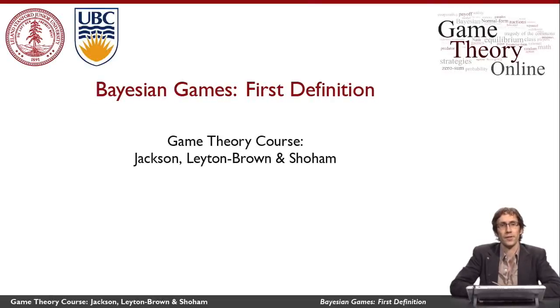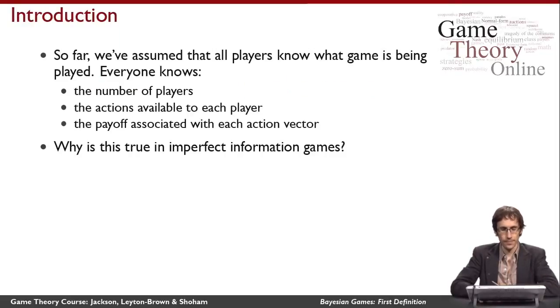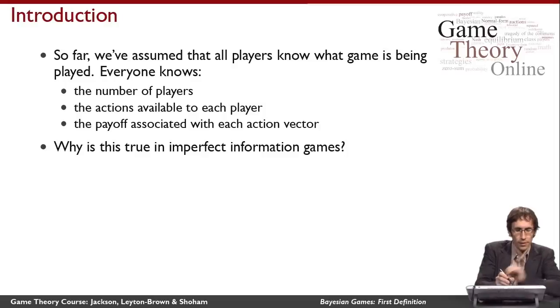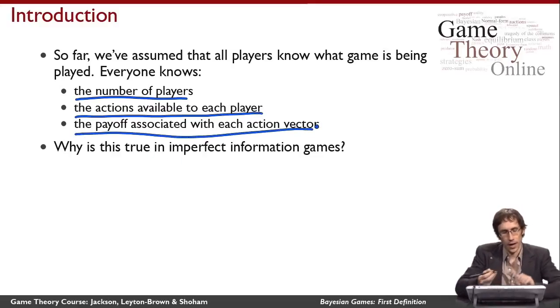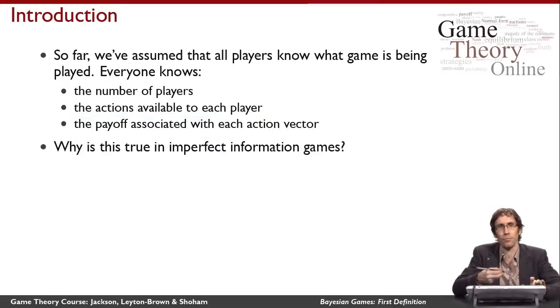It turns out there are several different ways to define Bayesian games. This video is going to give the first definition. So before thinking about Bayesian games, everything we've thought about has assumed that all of the players know what game is being played. That is, everybody knows how many players there are in the world, what actions are available to every player, and what payoffs would result given a complete action profile or an action vector by everybody.